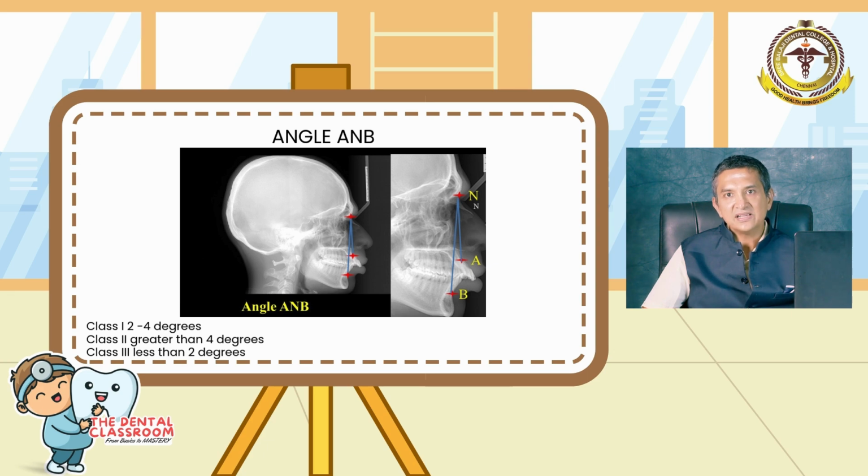So for ANB, a normal value of 2 degrees indicates a class 1 profile. Anything between 2 to 4 is class 1. Anything greater than 4 in the positive direction is class 2, and anything less than 2 or a negative value indicates a class 3 malocclusion. That is how we draw the ANB, and we get a normal value of 2 degrees, anything more indicating a class 2 profile, and anything less indicating a class 3 profile.